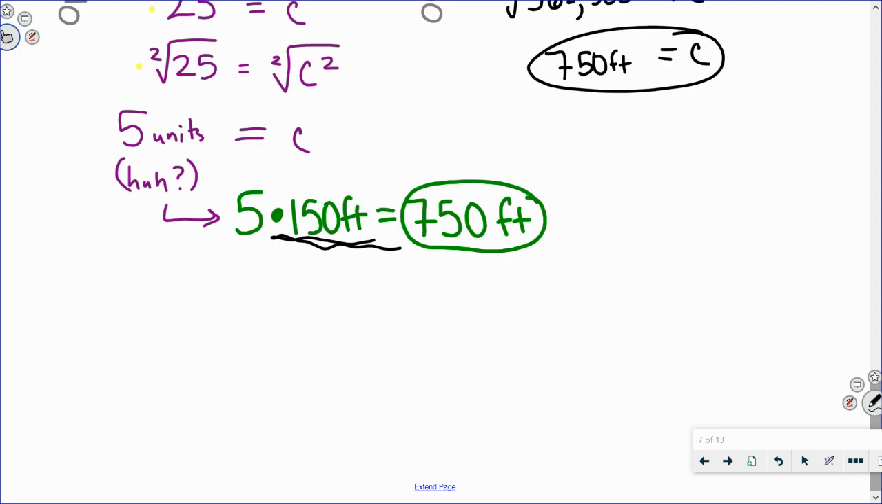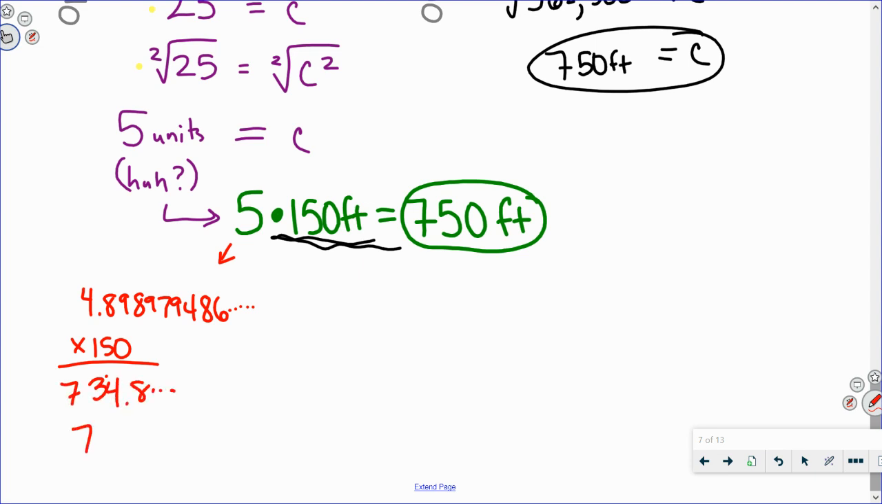Let's say that it wasn't exactly 5. Let's say instead of the square root of 25, it was the square root of 24, right? So this ends up being 4.8989799486... And I want to multiply that by 150. I'm going to go ahead and press answer times 150. So this would be a good answer, 734.8 something something, actually closer to 735 feet.